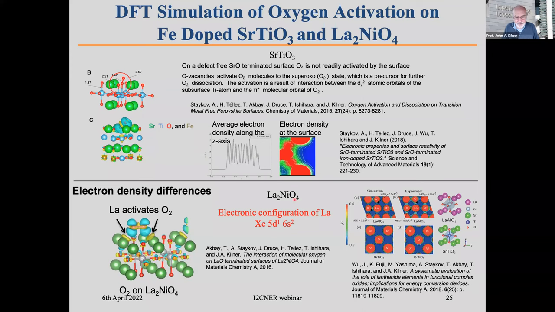So having cations of lanthanum on the surface is in fact not a bad thing. Having strontium oxide on the surface is a bad thing, and the only way that we can get activity is if an oxygen vacancy can get up to that surface.